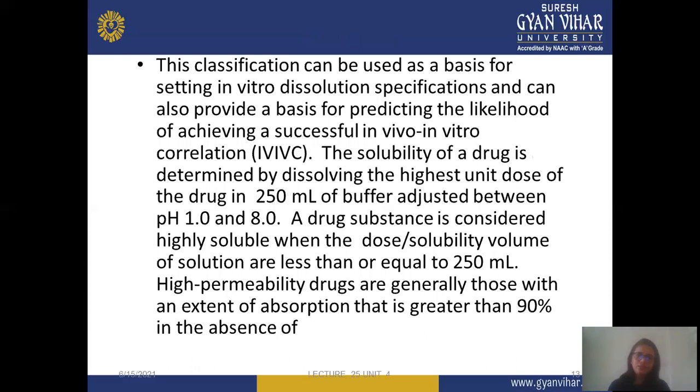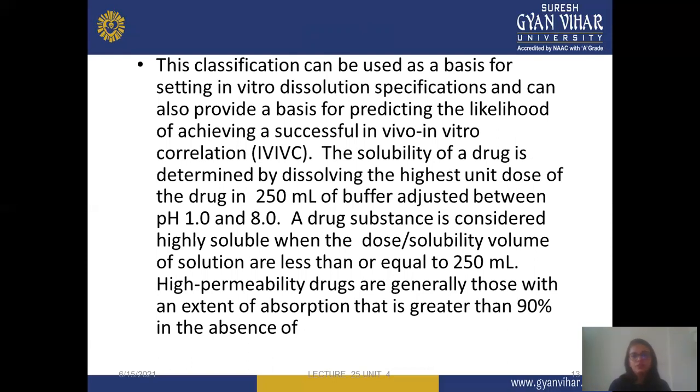This classification can be used as a basis for setting dissolution specifications, and can also provide a basis for predicting the likelihood of achieving a successful in vitro and in vivo correlation. Means this biopharmaceutics classification is also used for IVIVC, and with the help of the BCS classification you can correlate the IVIVC.